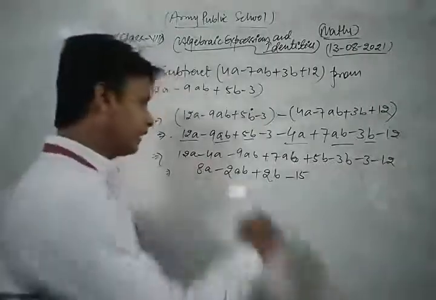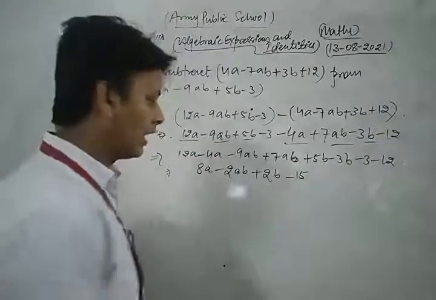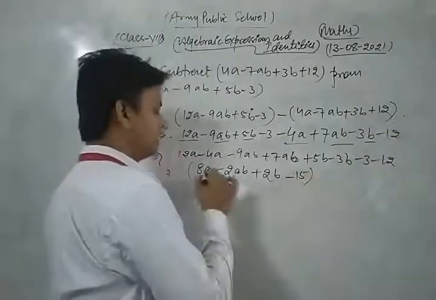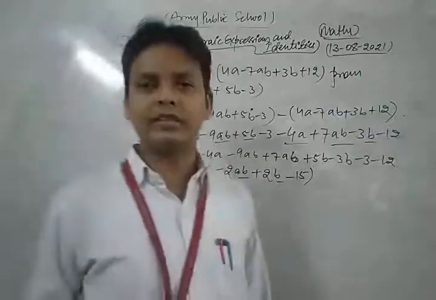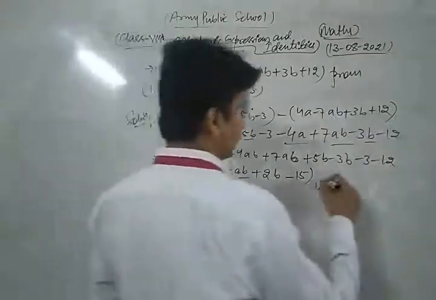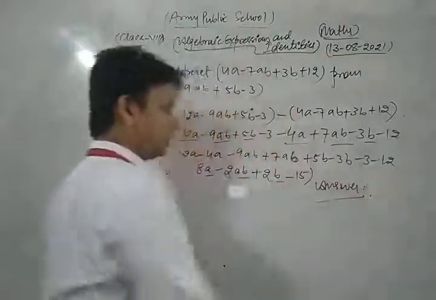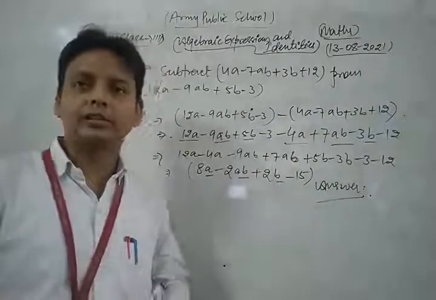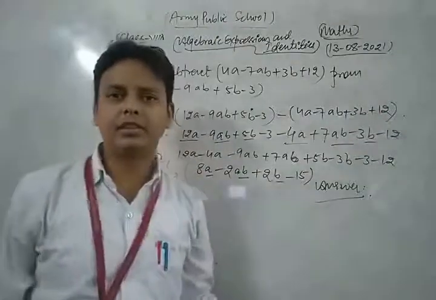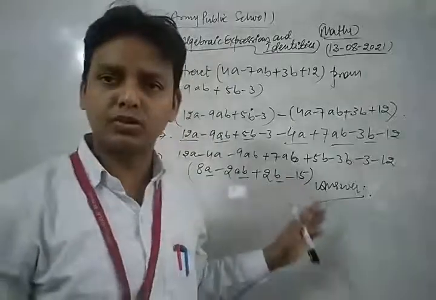Now look, we never add or subtract these terms because they all have a different algebraic factor. This is a, this is ab, this is b, this is constant. So in this way, this is the required solution of the given question. So dear student, because these are unlike terms, those terms which have different algebraic factors are known as unlike. So the required solution is this.